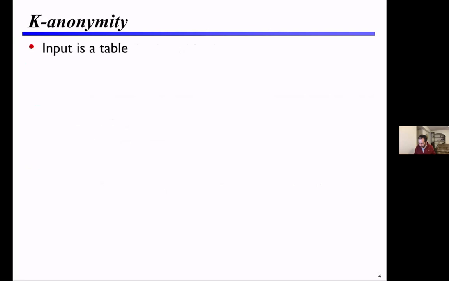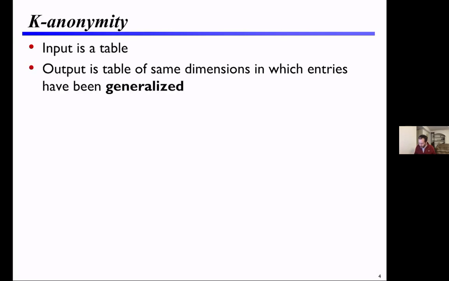This is a notion of what you can do to make linkage attacks specifically harder. So it applies to specific kinds of data. We're going to think of our input as a table of records. Each record has a bunch of attributes. And the output is a table of exactly the same dimensions in which some of the entries are left alone, as they were, and some of them have been what's called generalized.